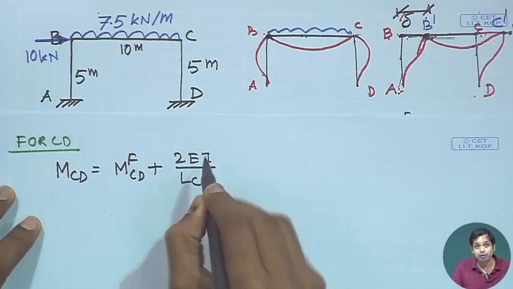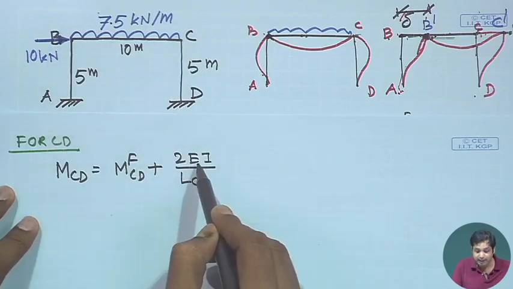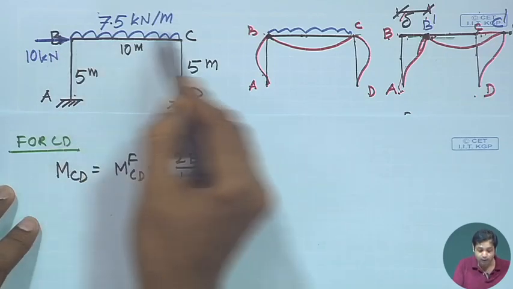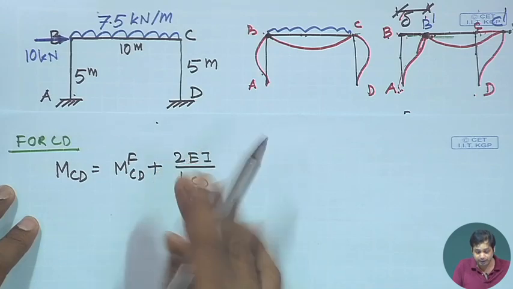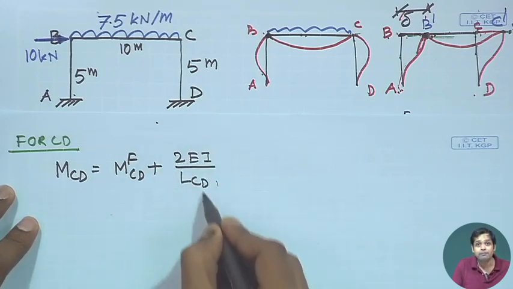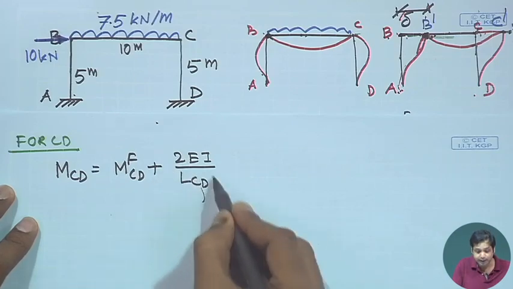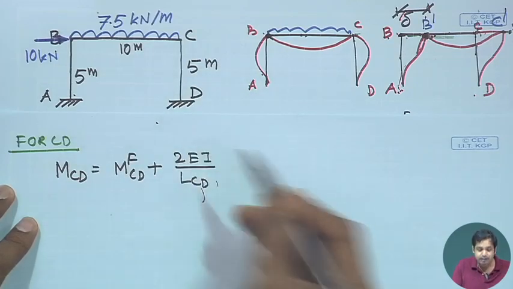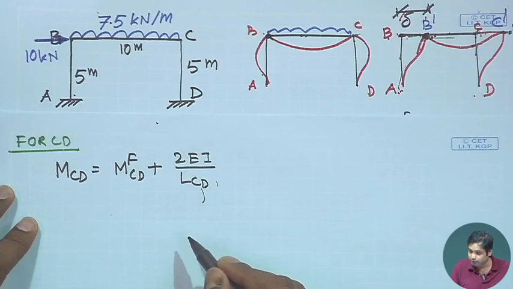Please note that in these examples EI is taken as constant for all the members, but if EI is not constant, then you have to take EI for the corresponding member here. The way we are taking a different length for different members, similarly a different EI for different members needs to be taken.